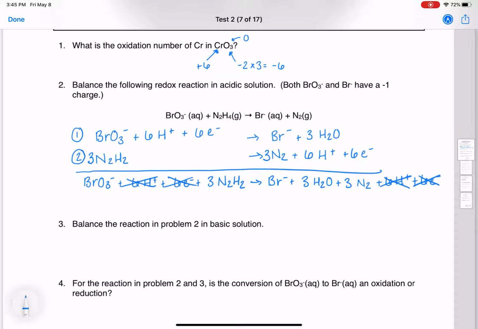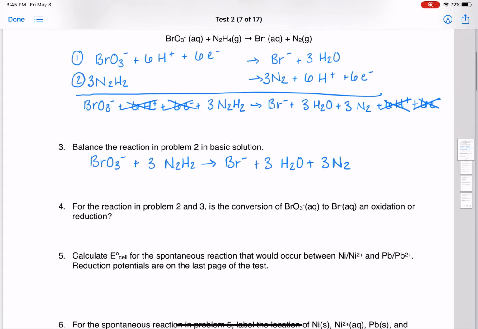Balanced. Question number 3, balance the reaction in a basic solution. So when we're balancing in a basic solution, we need to get rid of our H pluses, and we'll do that by adding the same number of OH minuses. However, this particular reaction has no H pluses in it at all. So it's kind of a trick question. It's already balanced in basic solution. Because there are no H pluses in the equation, we don't need to worry about it.